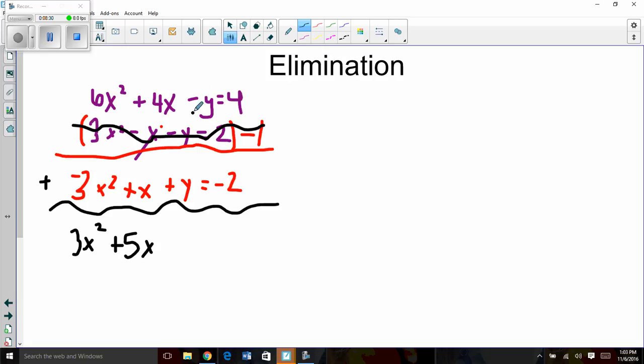And our y's cancel, which is what we want. So we're getting rid of a variable. And then 4 plus negative 2 is 2. Right? So now we just have the x here for us. It looks like we need to solve for x, and it doesn't look like it's going to be as easy this time. So let's see here.